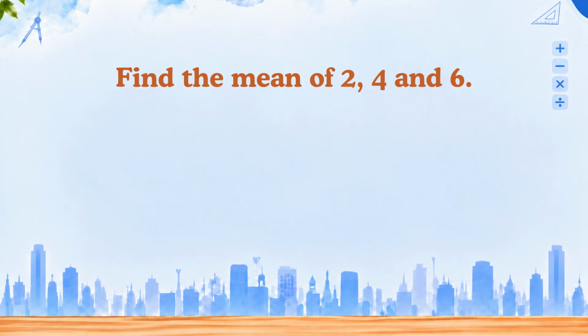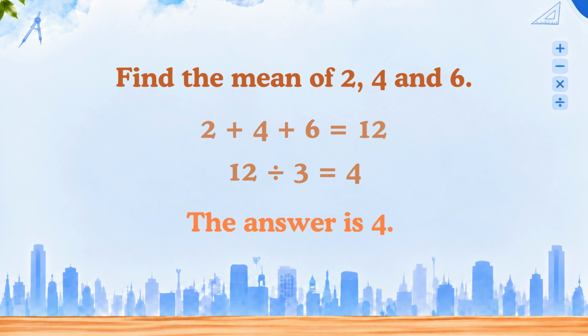So for this question, we get the total, which is 2 plus 4 plus 6, which is 12. We divide it by 3, which is the number of values. So 12 divided by 3 is 4. Your answer should be 4. Let's try question 2 now.